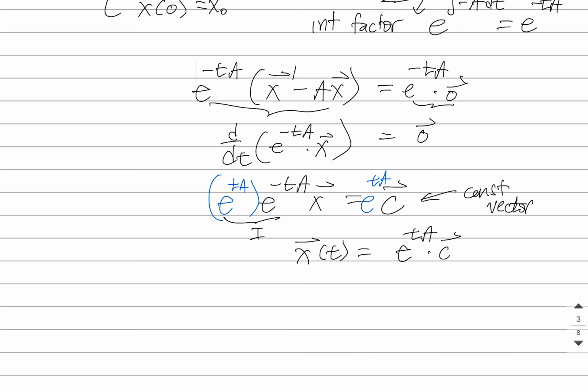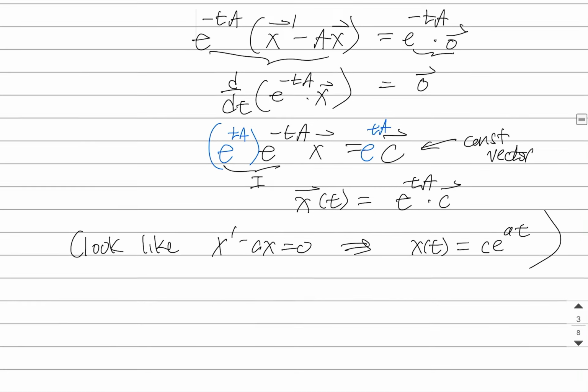And again, remember, it matters which order we multiply things in. And this is great. This is just like before. This looks identical to the problem I solved at the onset. If that's 0, we got x of t was just c e to the at. They look the same. That's kind of neat.